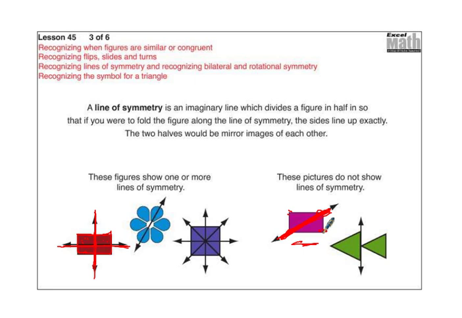But this corner is not going to match up with that one. You can kind of see, just by looking at this picture, if I folded it, this corner is going to kind of stick out over here. It's not going to end up being way down over there. Here's a flower with a line of symmetry.